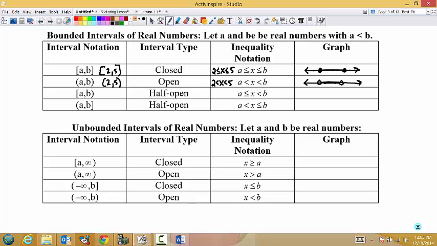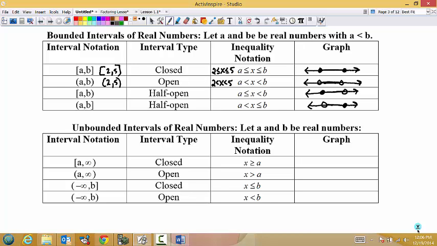And then you've got half open, half closed. That's where if you had the equal sign, it goes with the bracket. The one without an equal sign goes with the parentheses. So here I would have a closed one to the left and an open one to the right. And this one I would have an open one to the left and a closed one to the right.